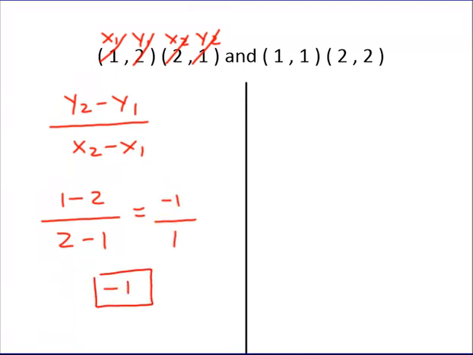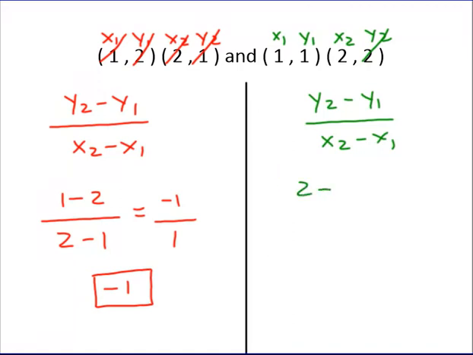Okay, so let's see what the other side has for us. So y2 minus y1 over x2 minus x1. So I have my x1, my x2, my y1, and my y2. All right, so we have 2 minus 1 over 2 minus 1. So 2 minus 1 is 1 over 2 minus 1 is 1. Positive divided by a positive is a positive, and 1 over 1 is 1.